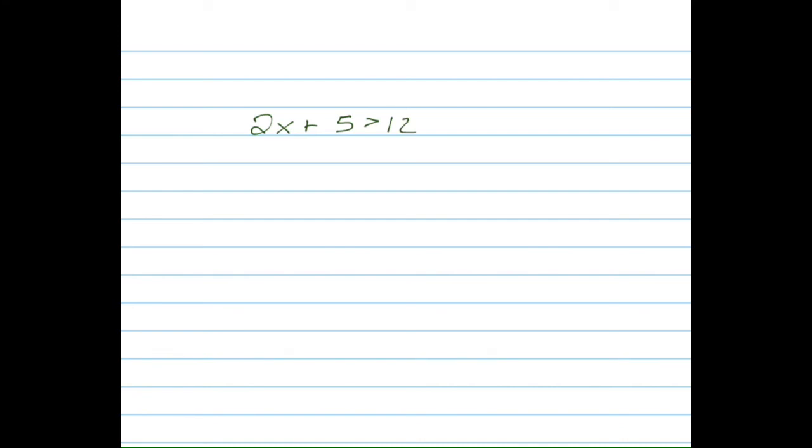So in this one, we have 2x plus 5 greater than 12. If I plug in 3 for x, I've got 2 times 3 plus 5 greater than 12. What's 2 times 3? 6. What's 6 plus 5? 11. Is 11 greater than 12? No. So my answer to this question would be not a solution.